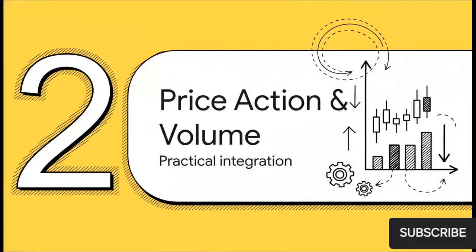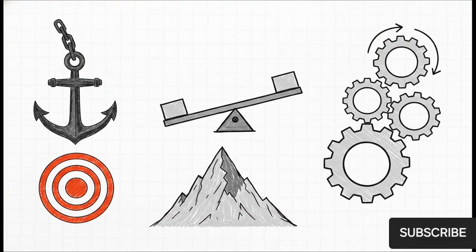Section 2. Price action in volume. Practical integration. So to actually map the market accurately, you have to integrate anchored VWAP with other volume-based indicators. First up, you combine it with the volume profile. When an anchored VWAP line perfectly intersects with a high-volume node, boom, you discover a confluence anchor. These are massive institutional power zones.